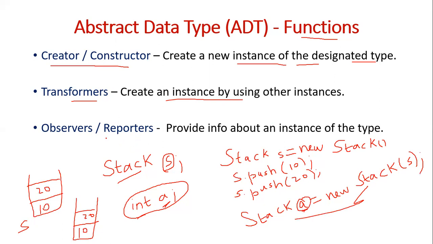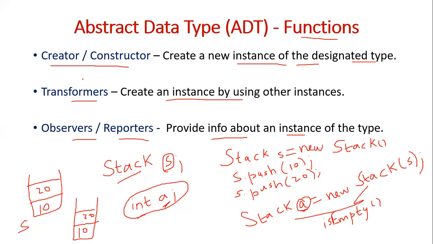And the other type of function you may have is observers or reporters. They don't modify the stack. This observer or reporter function won't modify that particular object, but it will provide information about the instance of a particular type. Say for example, isEmpty, which we have discussed previously. This function will never modify the stack object. It will just say whether the stack is empty or not. Similarly, isFull will not change the content of the stack. It will just say whether the stack is full or not. It will just say true or false. So such functions are called observers or reporters.